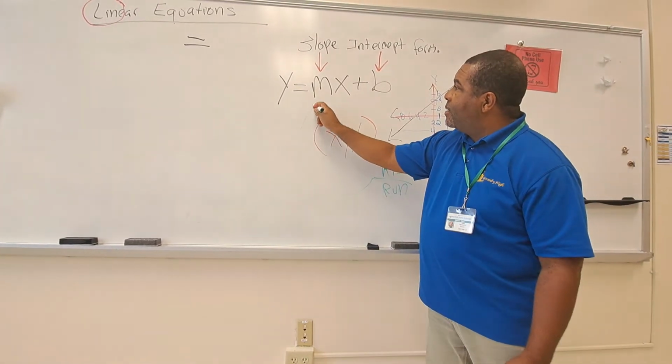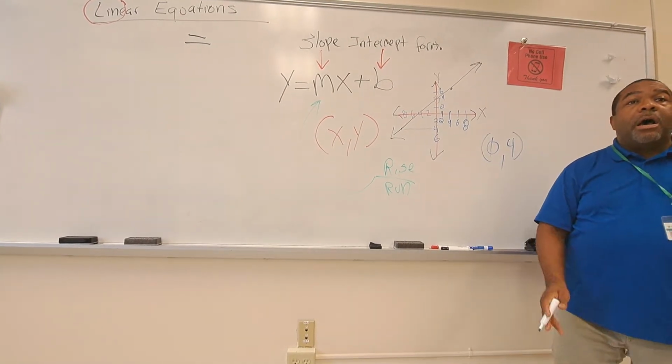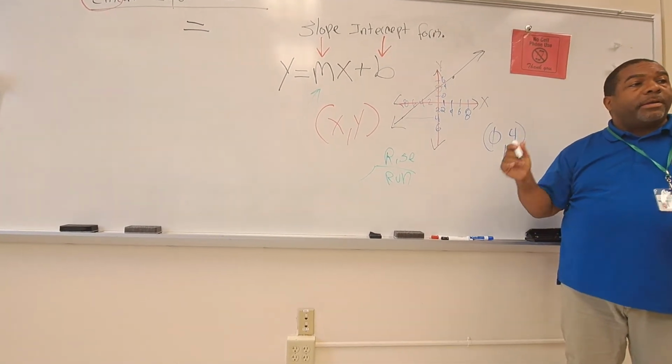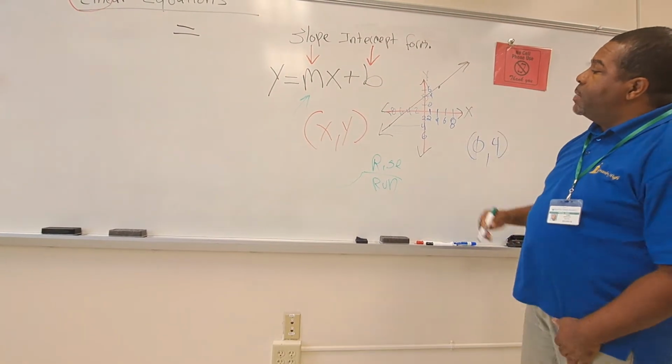And that's my slope. My slope is up or down and to the right. Does that look familiar? Okay. So let's figure out what the slope is for this.